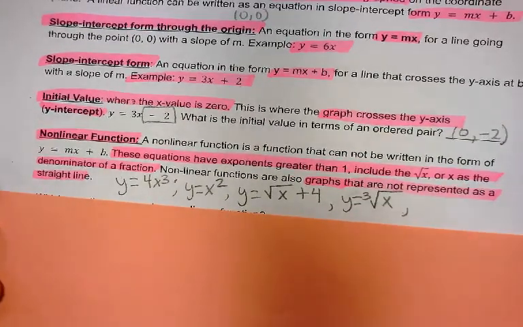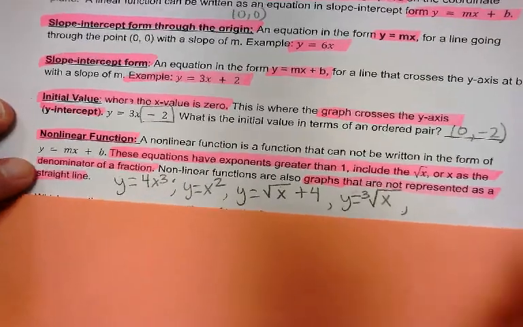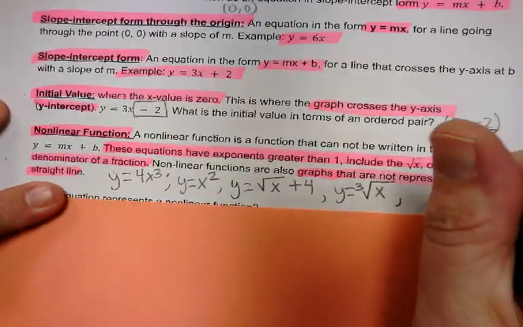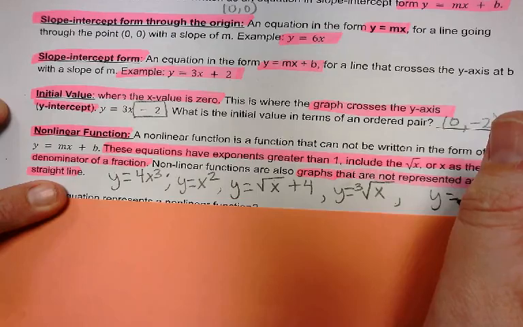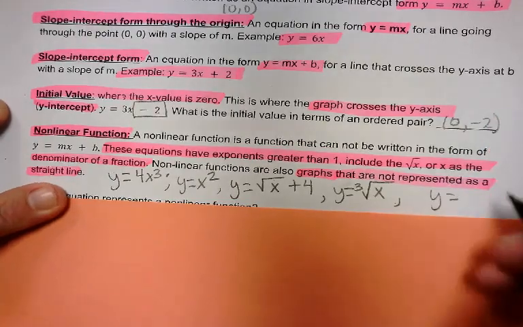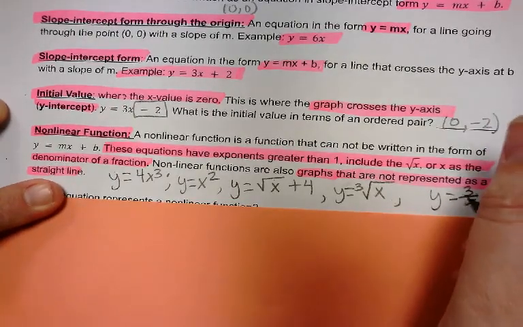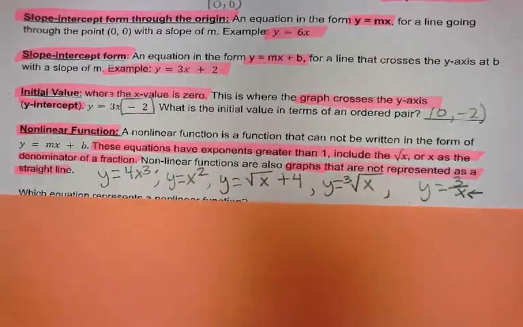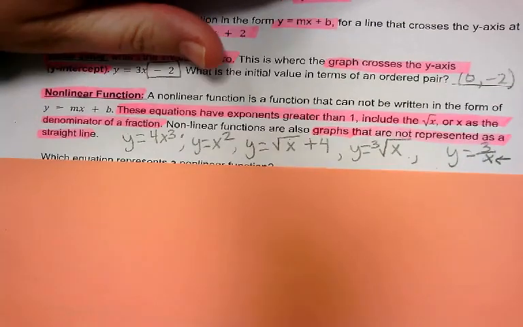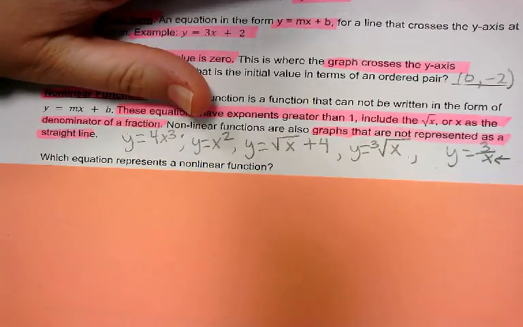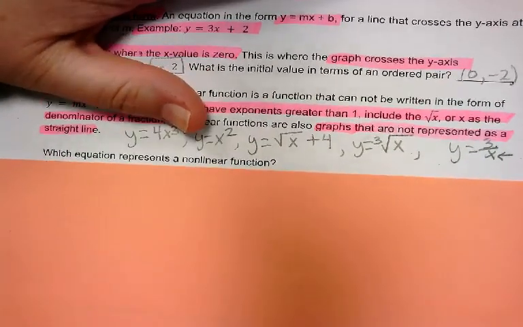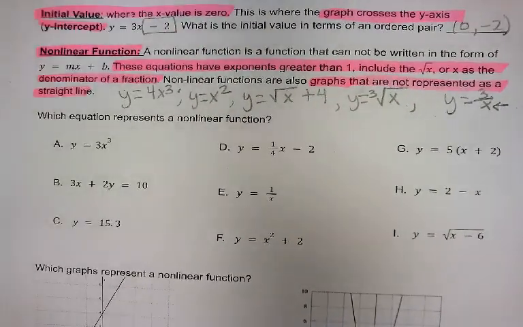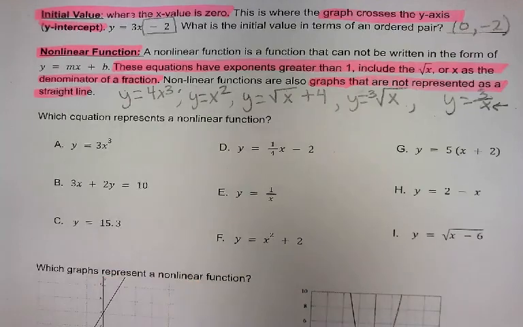And then the last thing would be x in the denominator. So you could have y equals 3 over x. Because x is in the denominator, it's not a linear function. Which equation represents a nonlinear function? Look at these and determine which of these are nonlinear based off of this right here.